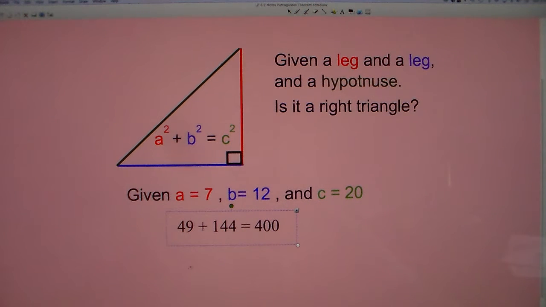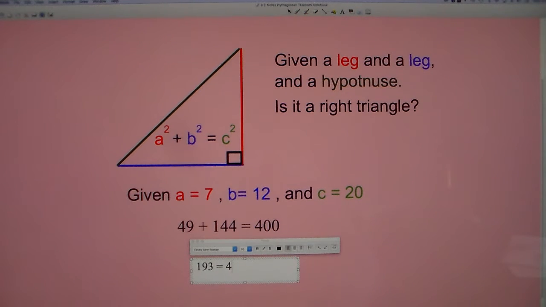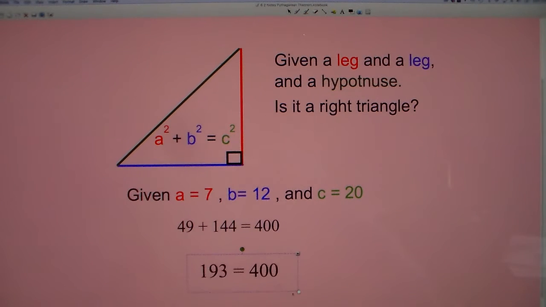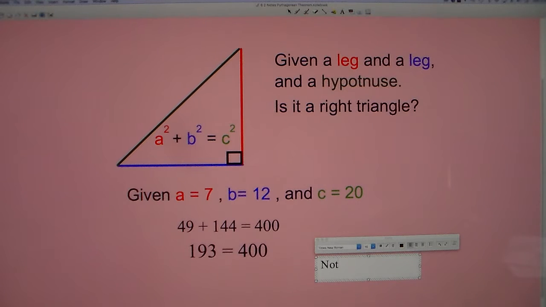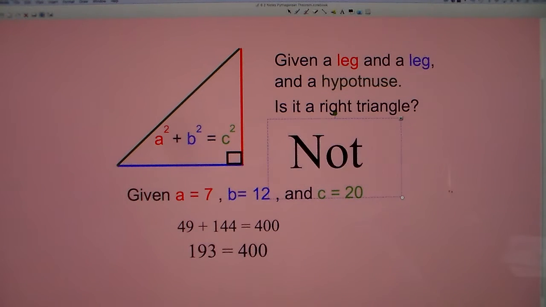Now 49 plus 144, that's going to get you 193. So 193 is equal to 400? Clearly 193 does not equal 400. This means this triangle is not a right triangle. So this would be not a right triangle.